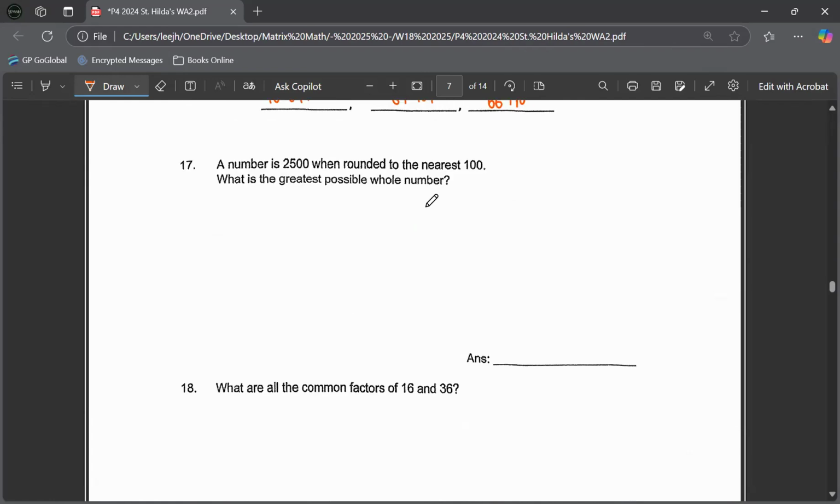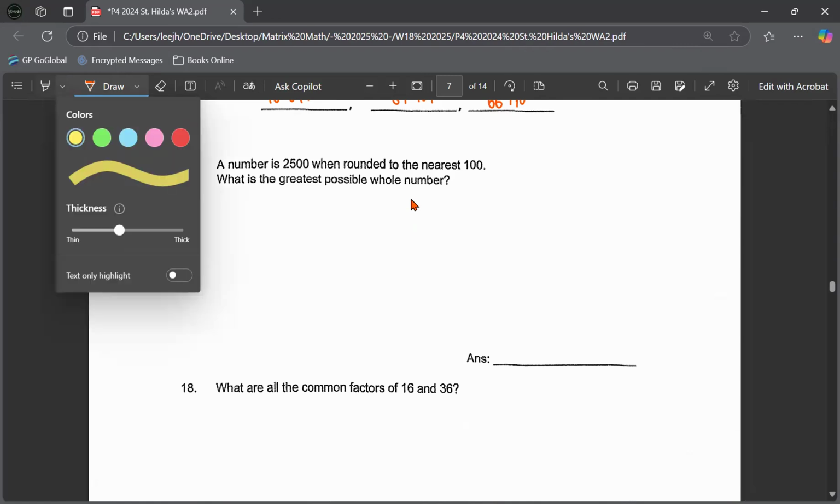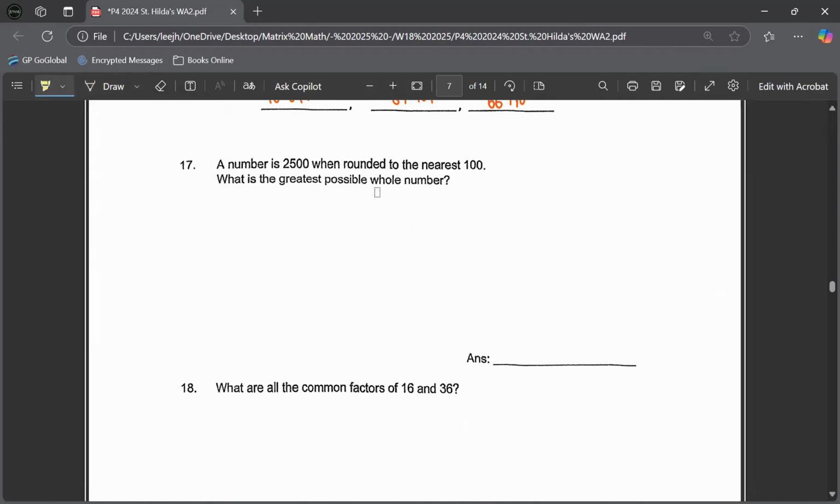Question 17. A number is 2500 when rounded to the nearest 100. So they gave us the value when rounded to the nearest 100. I want the greatest possible whole number. So for this rounding off, always use a number line. So I'm going to draw a number line. The rounded value in the middle, 2500. Since we're rounding to the nearest 100, we are going to go 100 less on the left and 100 more on the right.